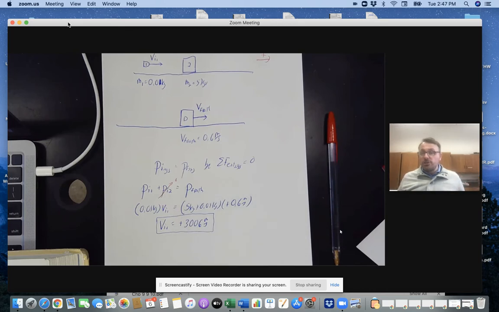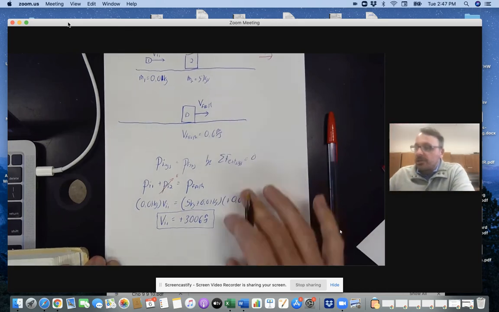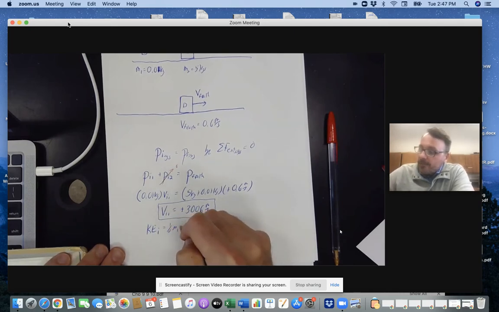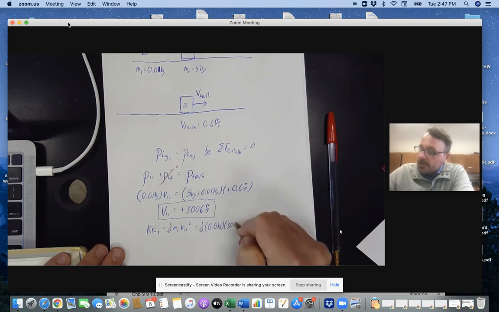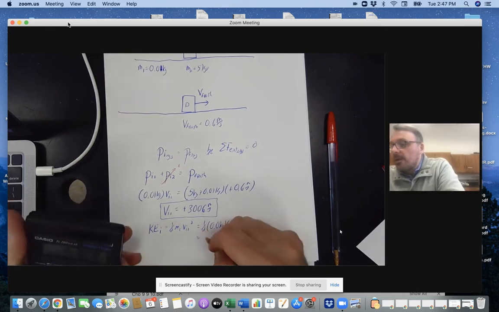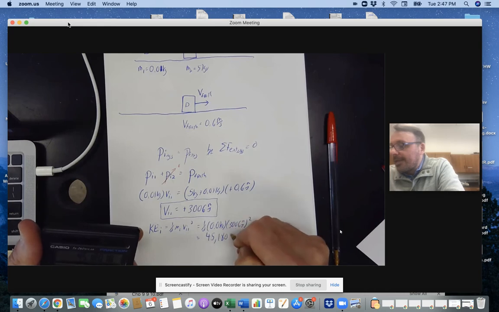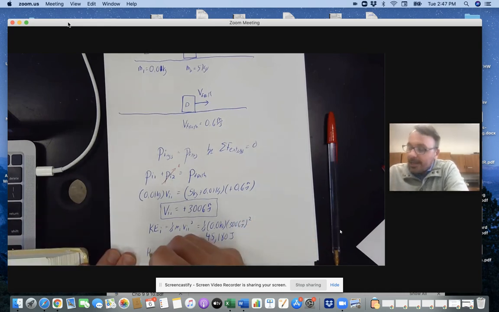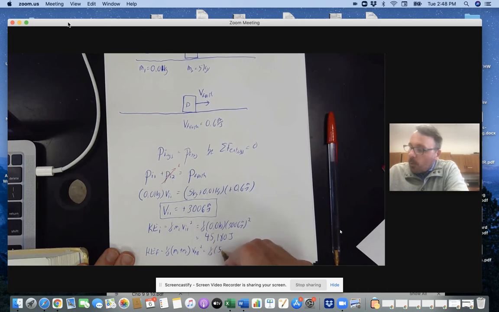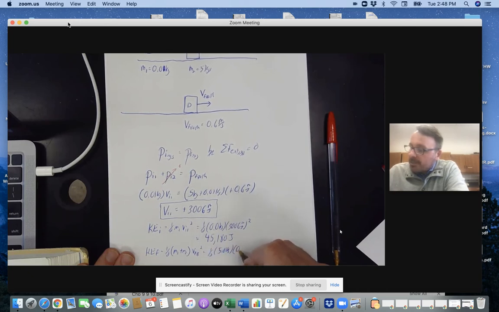Now, just to show you, is energy conserved here? Well, let's actually look. If I look at the kinetic energy initially here, that would be 1/2 m1 v_i1 squared, or 1/2 times 0.01 kilograms times 3,006 meters per second squared. And that gives me 45,180 joules, give or take some joules. Kinetic energy finally, 1/2, and this would be both the things, m1 plus m2, v final both squared, or 1/2 times 5.01 kilograms times 0.6 meters per second.